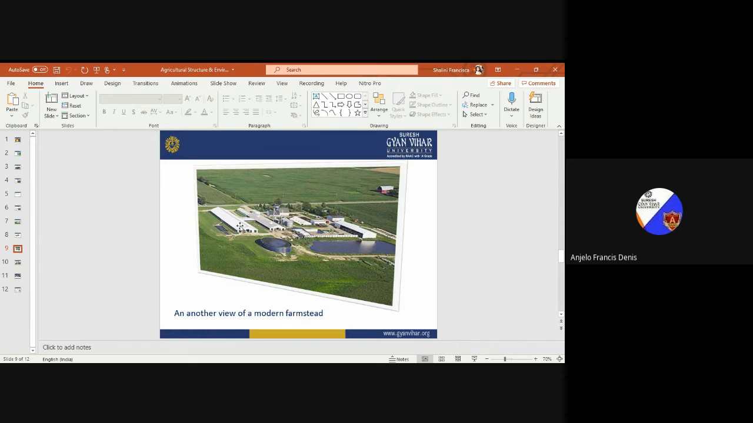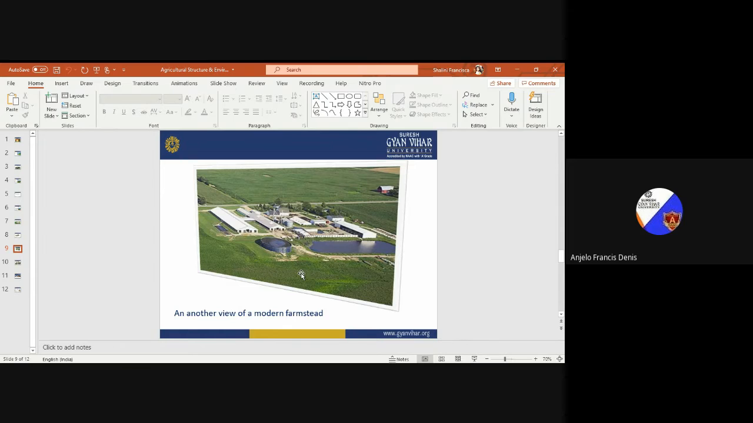a biogas plant. This can be the dairy shed or animal shed. Somewhere here will be the residential area, and these are all similar buildings. I think this one is also some kind of livestock building, say for a dairy unit, etc.